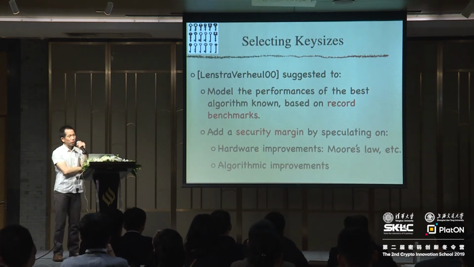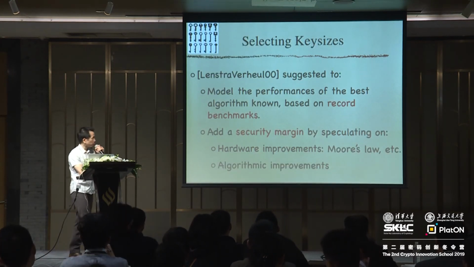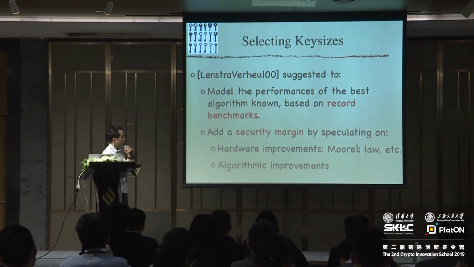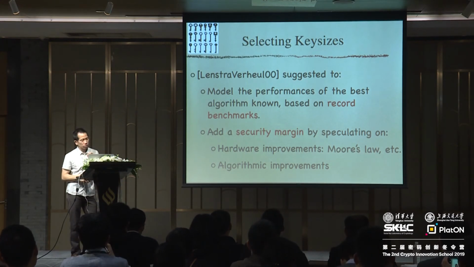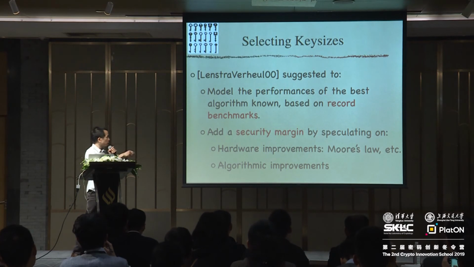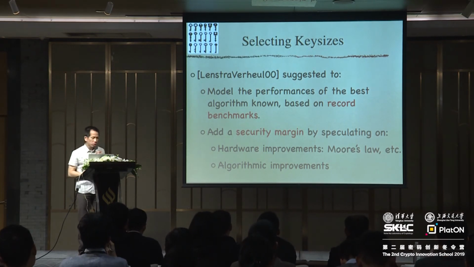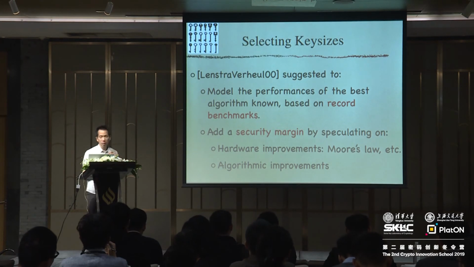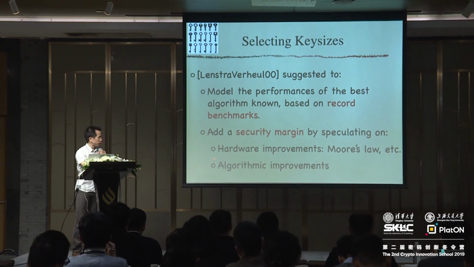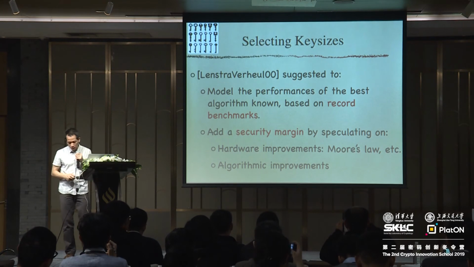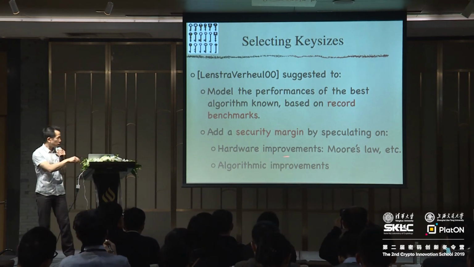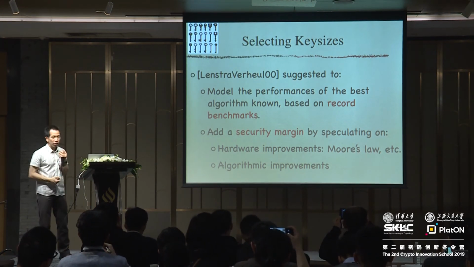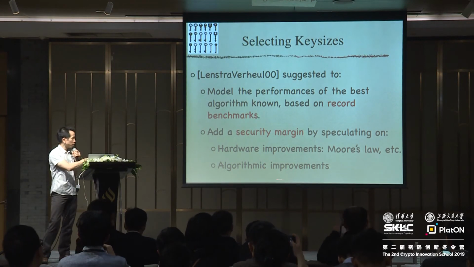So this problem is already complicated with classical public key algorithms. That was done by Lenstra and Verheul 20 years ago. They suggested to model the performance of the best known algorithms using benchmarks. And then they wanted to add a security margin by speculating on hardware improvements and algorithmic improvements. And of course, that's very difficult. And we saw with small characteristic discrete log, which completely disappeared. This was completely unpredictable. Okay?